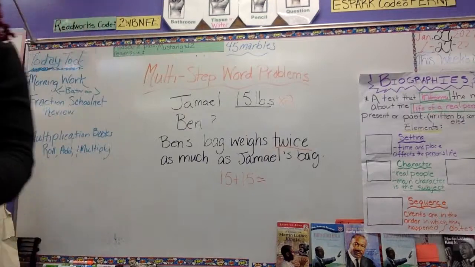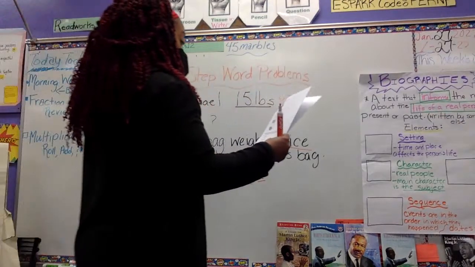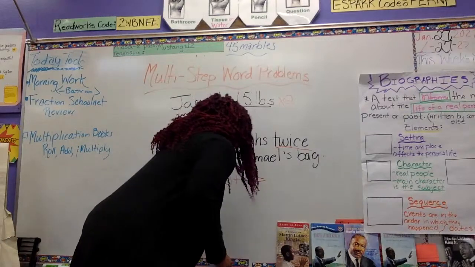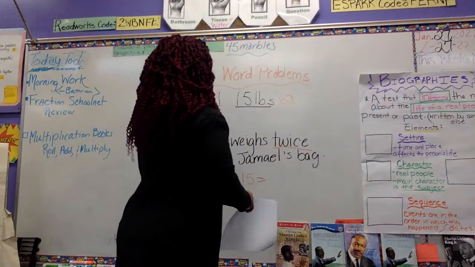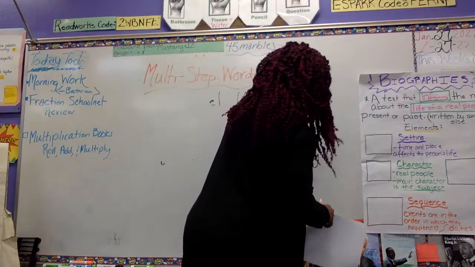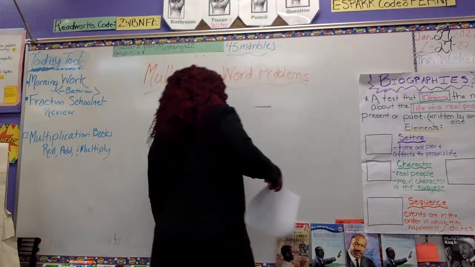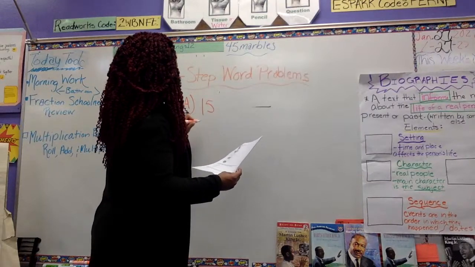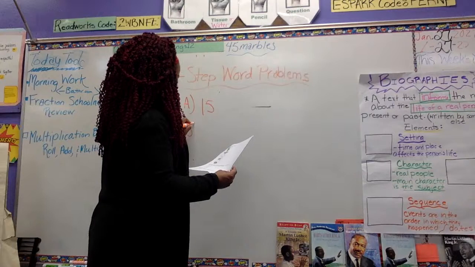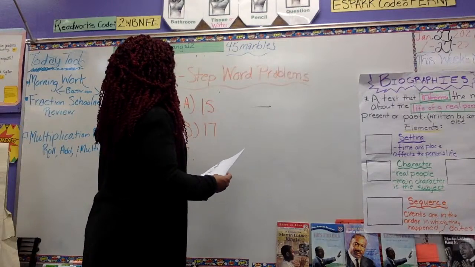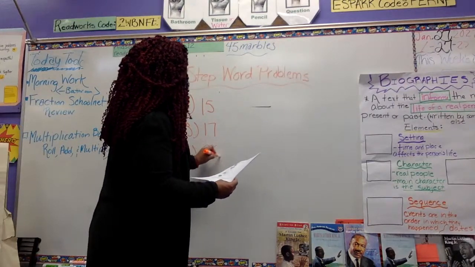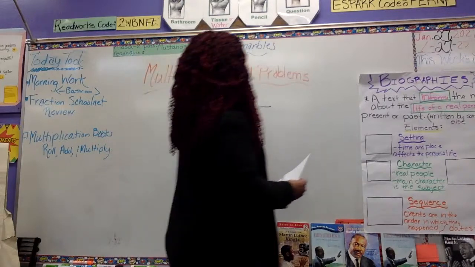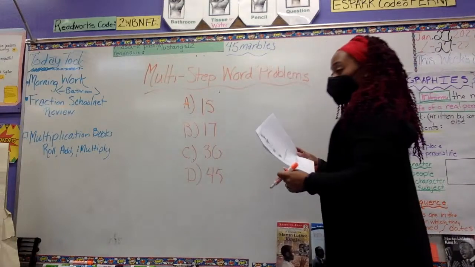All right, so raise your hand if you chose A, 15 pounds. Okay, so here are the answer choices for the folks that are at home. The answer choice was A, 15 pounds, B, 17 pounds, C, 30 pounds, or D, 45 pounds. And again, we needed to figure out what was twice as much as 15.